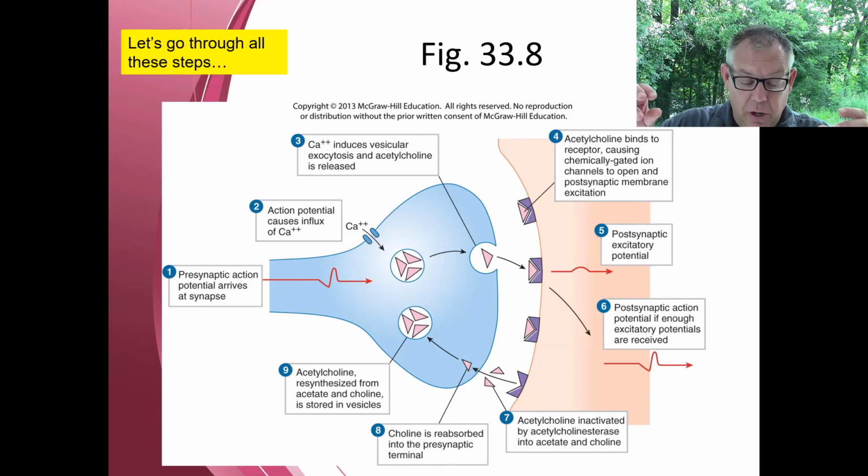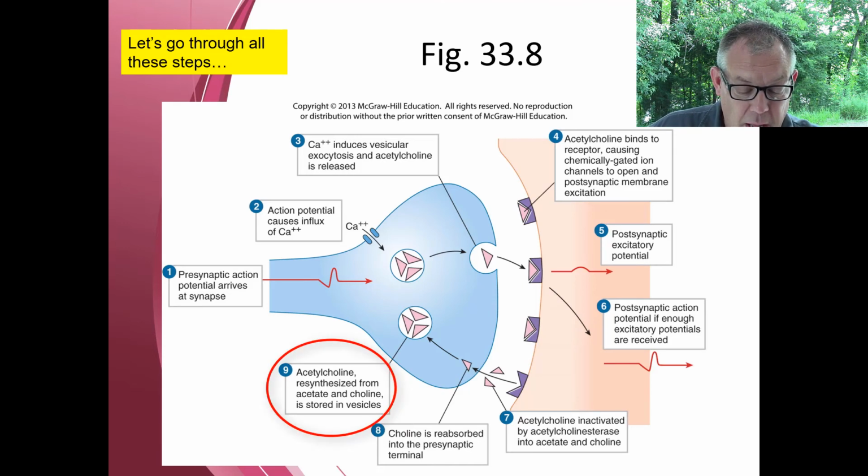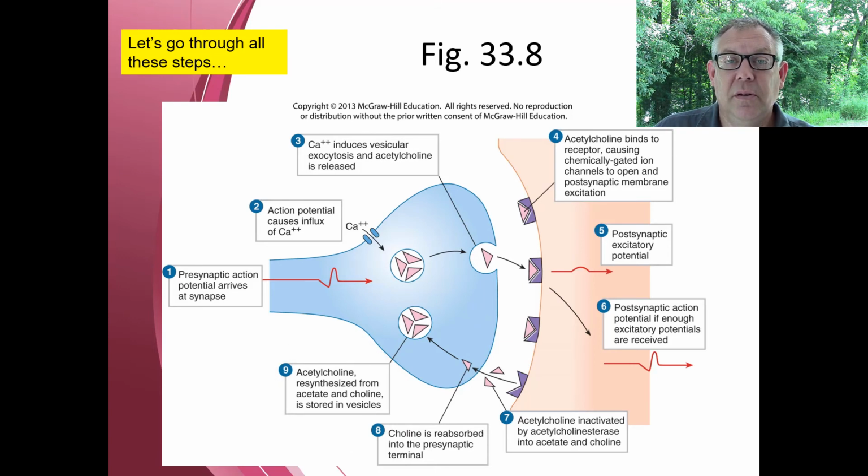So those two pieces of acetylcholine, step 8, choline is reabsorbed into the presynaptic terminal. And so part of that acetylcholine gets reabsorbed back into the original neuron, into the presynaptic neuron. Number 9, acetylcholine resynthesized from acetate and choline is stored in vesicles. So part of that acetylcholine comes back in, you grab some other stuff, you put them back together, you make a new acetylcholine molecule, you put it in a vesicle, and now you've got a vesicle of acetylcholine.